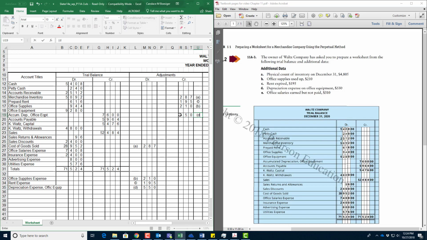Last one, office salaries earned but not paid. I have an office salaries expense account that I can go ahead and use, and $310. Then I need to look and see if I have a wages payable account. So I go up and I look and I have accounts receivable. I don't have an office salaries payable account.